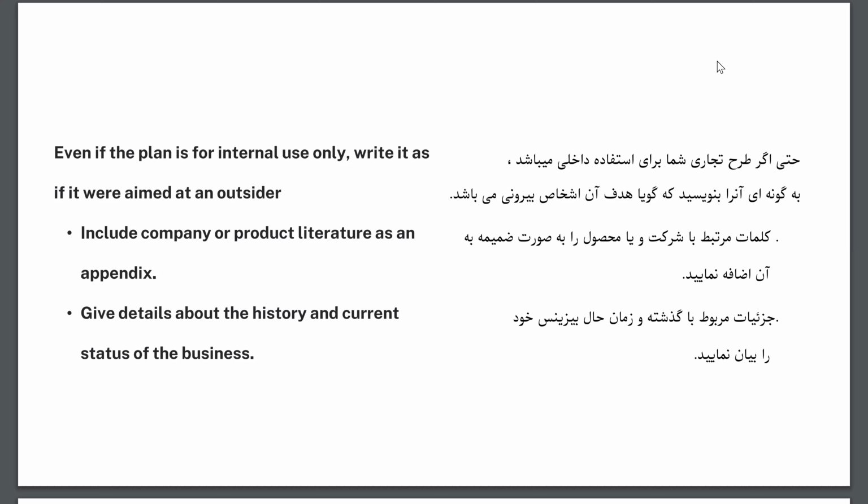And then give details about your current status of the business as well as its history.